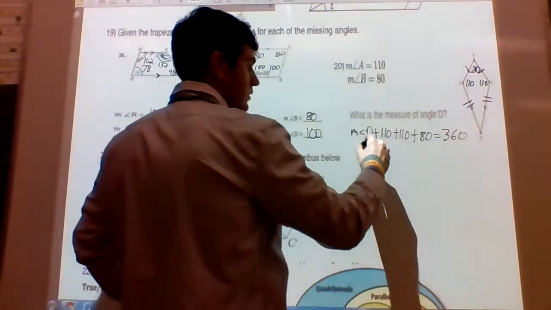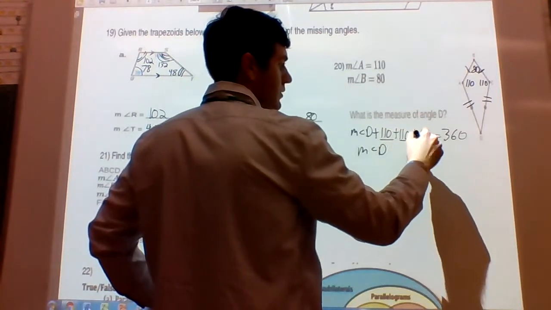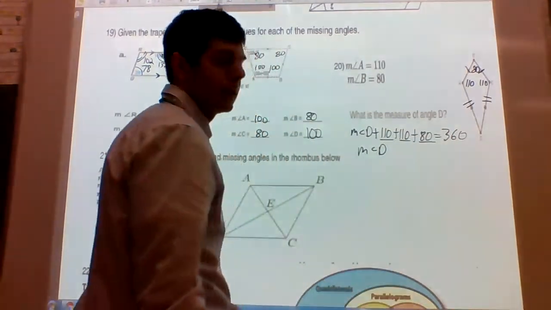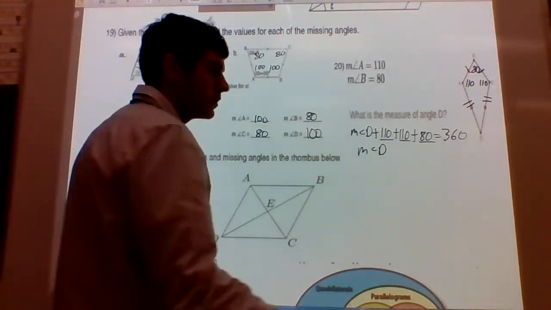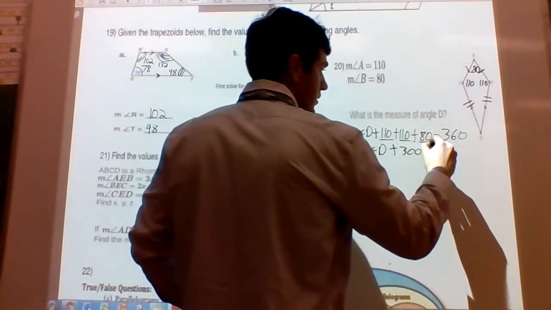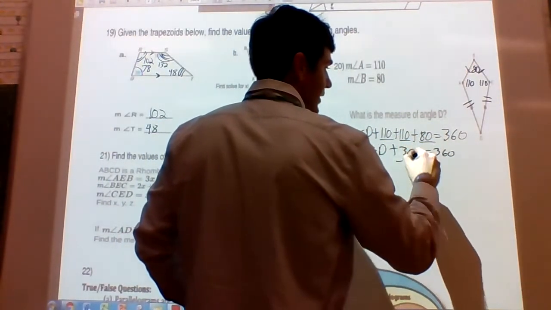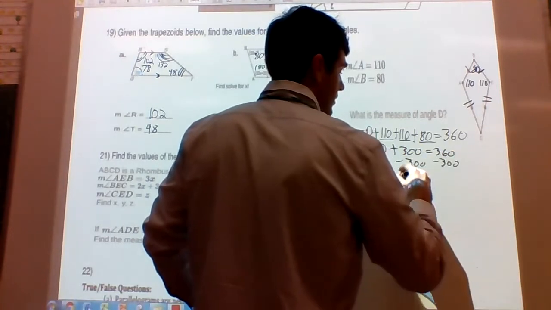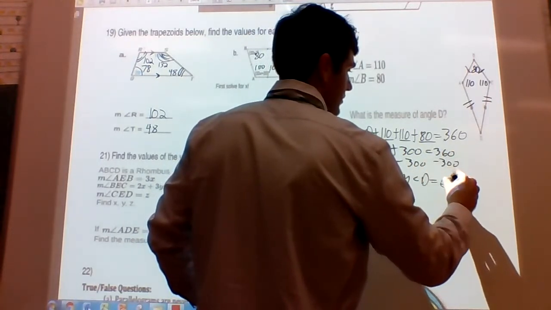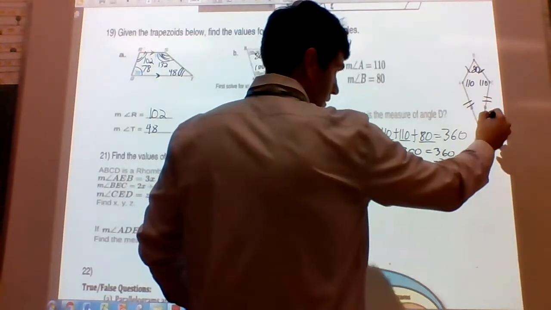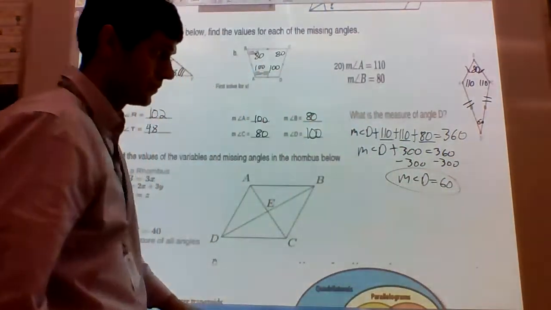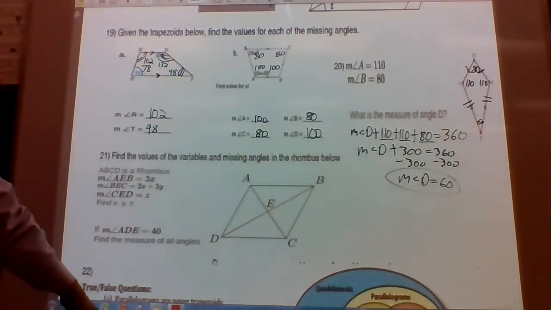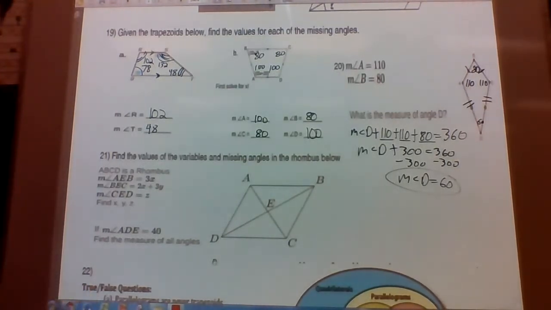So the measure of angle D plus, what's 110 and 110? 220. 220 and 80 is going to be 300. So we subtract 300 from both sides. The measure of angle D is going to be 60 degrees. So this is 60. 220 plus 80 is 300. 300 plus 60 is 360 degrees. All quadrilaterals, the four angles of a quadrilateral add up to 360 degrees.